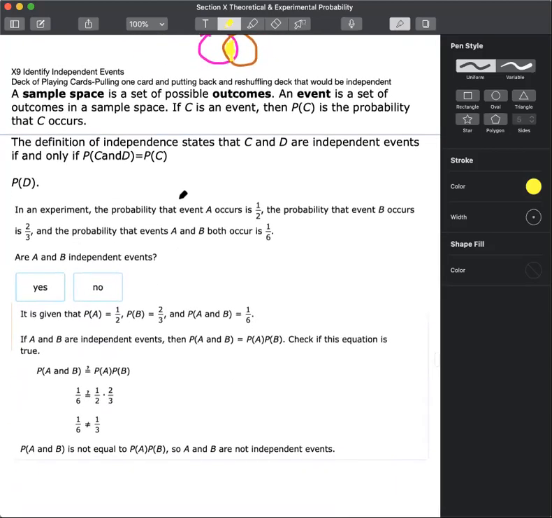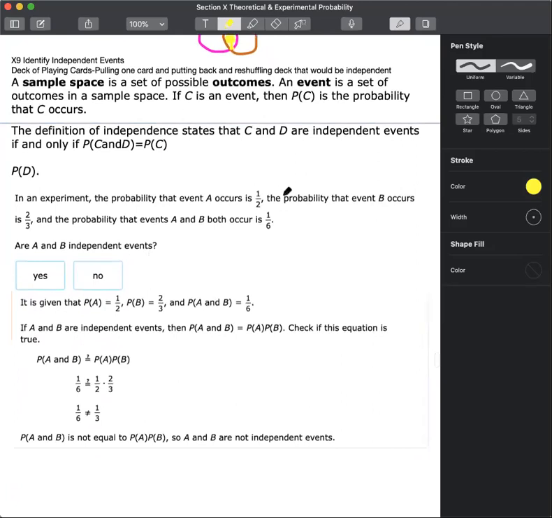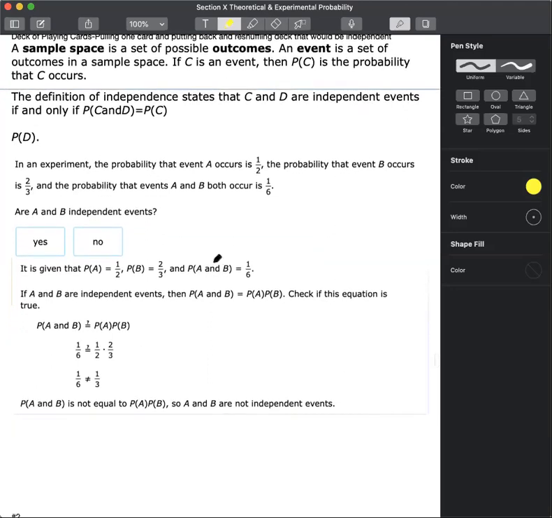In the experiment, the probability that event A occurs is 1/2. The probability event B occurs is 2/3. And the probability that events A and B occur is 1/6. So just to show the example, you're going to multiply 1/2 times 2/3, and that is not going to be equal. These are not independent events.